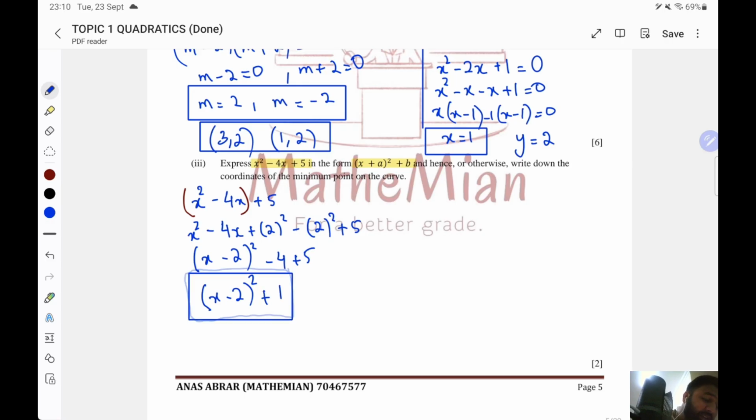I emphasize again that the final answer should be in the same format as he is asking from you in the question. The last portion of the question says hence or otherwise. Hence means that it is related to the previous part that you have solved. Write down the coordinates of the minimum point on the curve. So minimum point, I told you earlier as well, means the coordinates of the turning point. So you can easily figure out the coordinates of the turning point or the minimum point, that is going to be 2 comma plus 1.